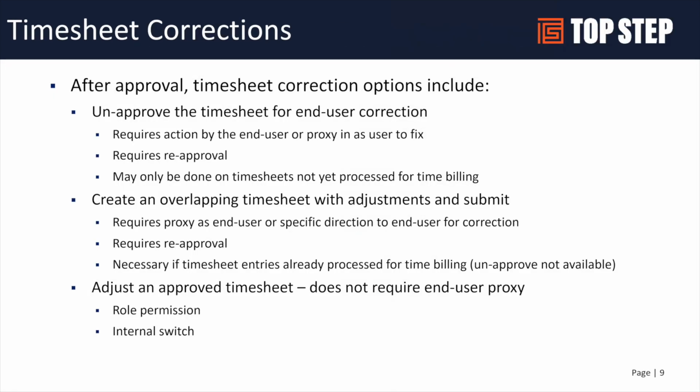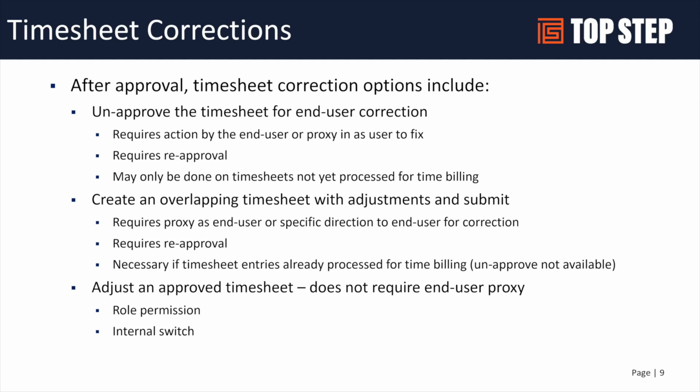Timesheet corrections. So there's a lot of options for timesheet corrections. If you have permission, and it is a user-specific setting, it's not a role setting, so within a user's settings, you can allow them to be able to unapprove a timesheet. You can actually allow a user to recall a timesheet as well. If they submit a timesheet and they realize they made a mistake or forgot something before it's approved, you can allow them to recall it, so to speak, which is really just self-rejecting the timesheet so they can make the change and resubmit it.